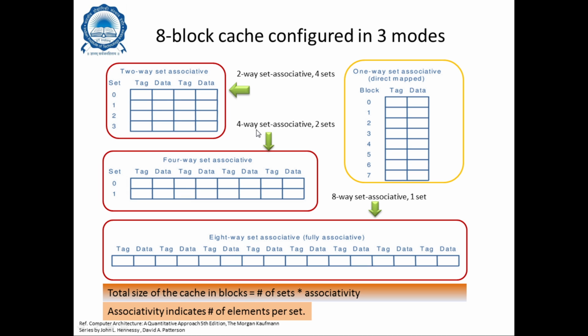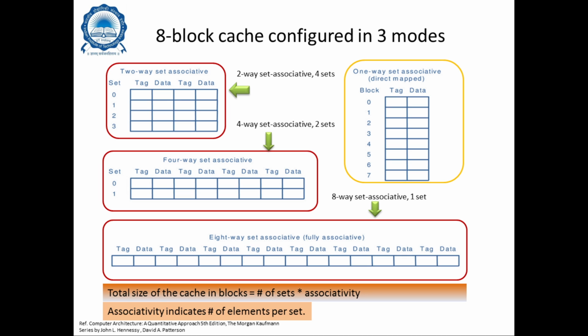Similarly, in case of 4-way set associative caches, the associativity is 4 and the total size of the cache is 8, therefore the number of sets is 2. If you see this particular block inside the red boundary, it has 2 sets and each set has 4 elements. That means there are 4 elements per set, and an element always means tag and data. A combination of tag and data constitutes one element. So these are 4 elements in each set.